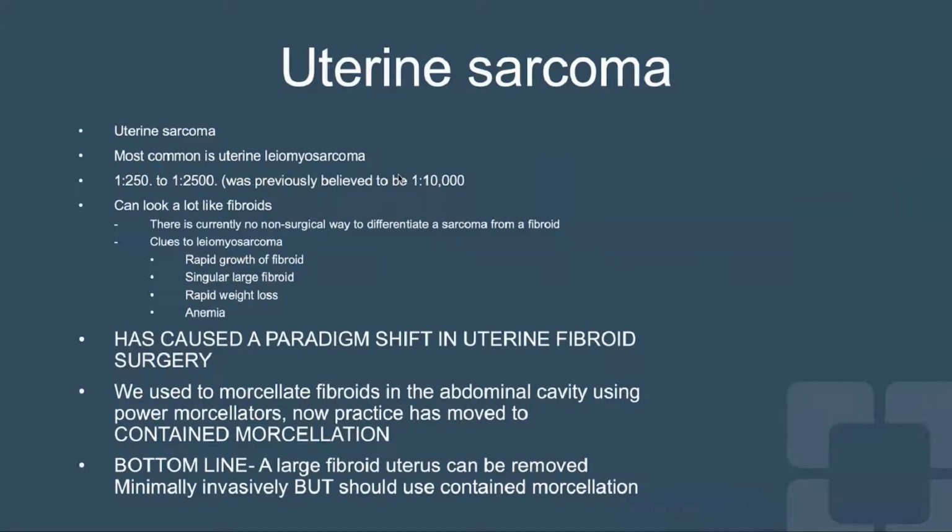Prevalence is noted. It was previously thought to be much more rare, 1 in 10,000. But these can look a lot like fibroids and be difficult to differentiate. We talked about some of the increased risk factors of sarcomas: rapid growth of a fibroid, singular large fibroid, rapid weight loss or anemia.